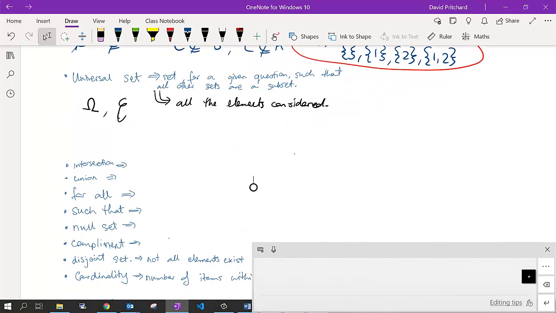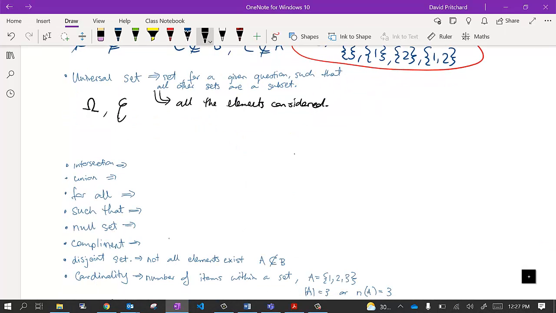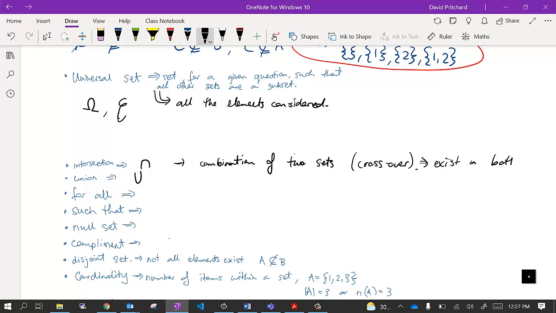All right, some other common symbols. Intersection is a combination of two sets. So we're looking at a crossover, or which elements exist in both sets. A union is, again, another combination of two sets. In this case, it's all values combined. So it's the values that exist in one or both. Now, these symbols should be familiar from Year 9 mathematics.